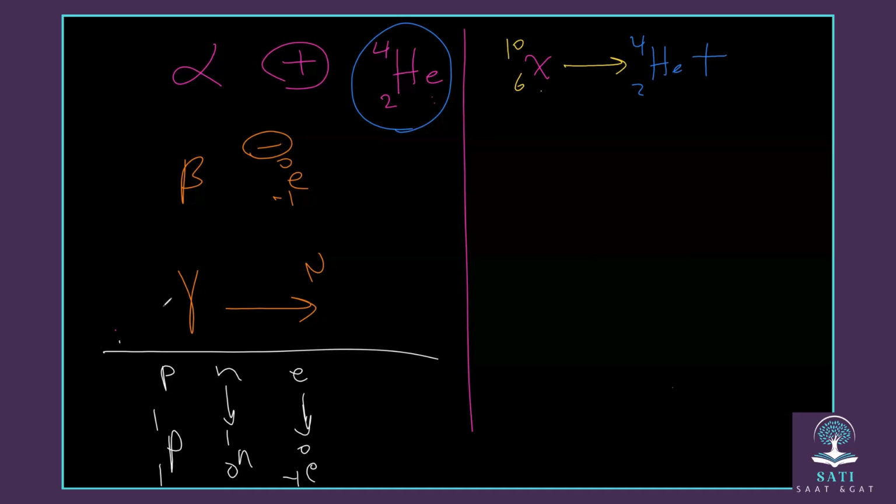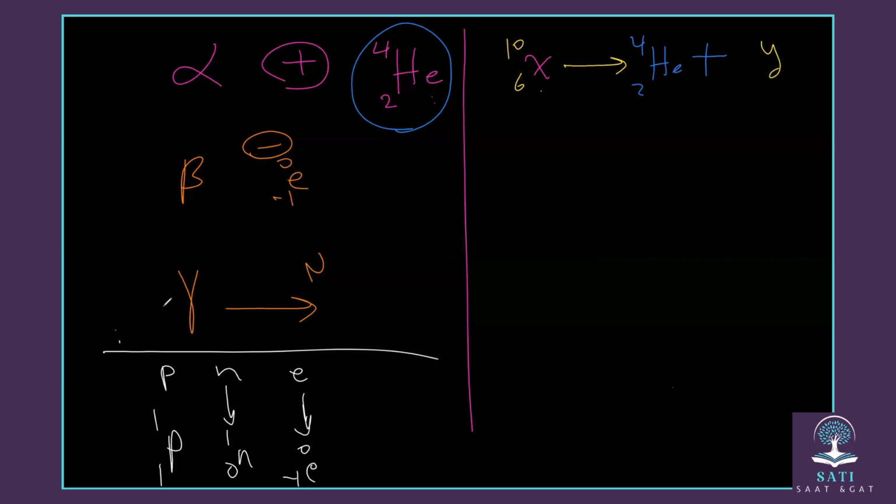When the nucleus is changed, that means the element itself will be changed into a new element. So that means in nuclear reactions, we can change the nucleus of an element into the nucleus of a different or new element. Here, the element X will emit helium, which is alpha. Then it will be changed into a different element that we call, for example, element Y.